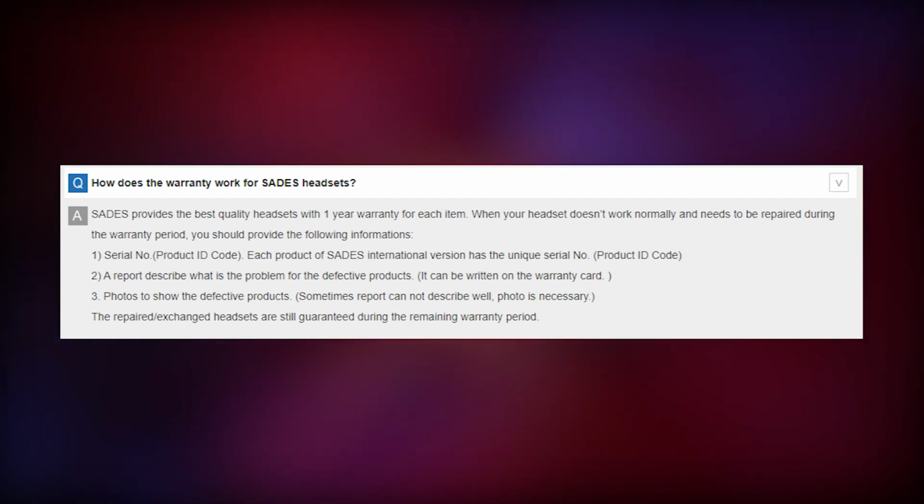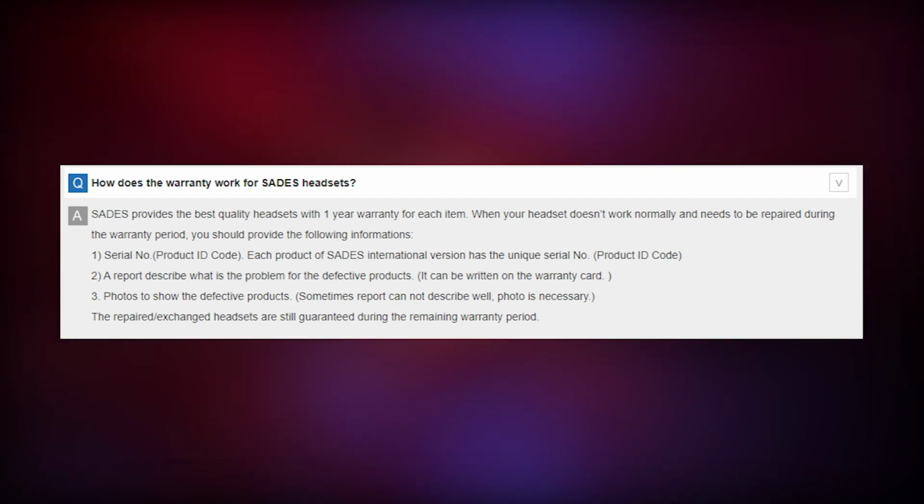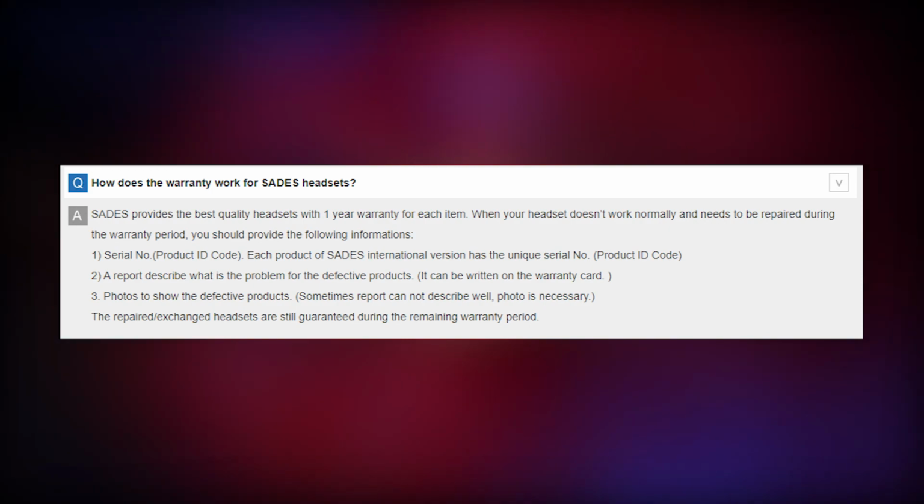Be sure to keep this serial number safe because this is the information that you'll need to input when you register your product or if you ever need to get support for it.